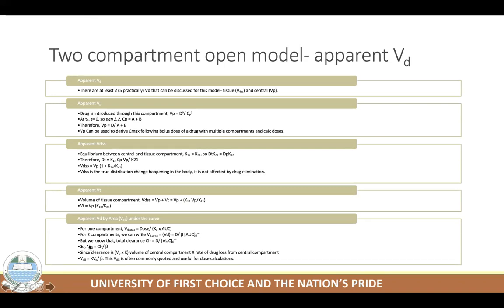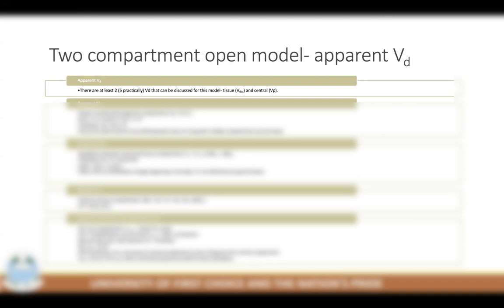Now, I haven't talked about the half-life. Let's talk about something very important. I mentioned that the apparent volume of distribution can be used to determine if a dose is toxic. Okay, it can be used to determine how to dose a drug.